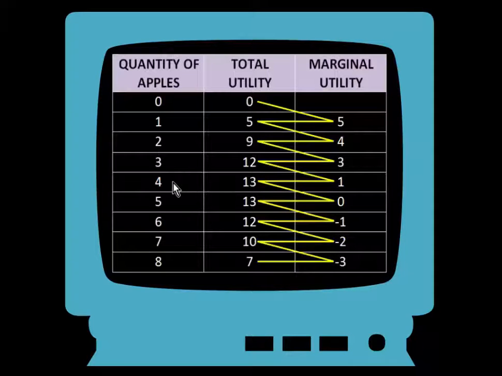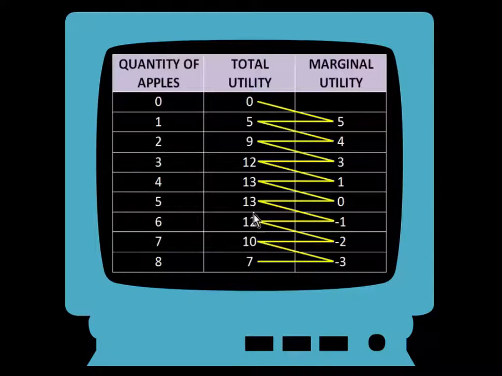Up to the fourth apple, total utility is 13. Going from the third to the fourth apple, total utility increased only by 1 util. Marginal utility is 1. One thing that you notice here is that as each apple is consumed, total utility is increasing. You're continuing to get positive utility, however marginal utility is decreasing. So this is the law of diminishing marginal utility that we were referring to that generally holds.